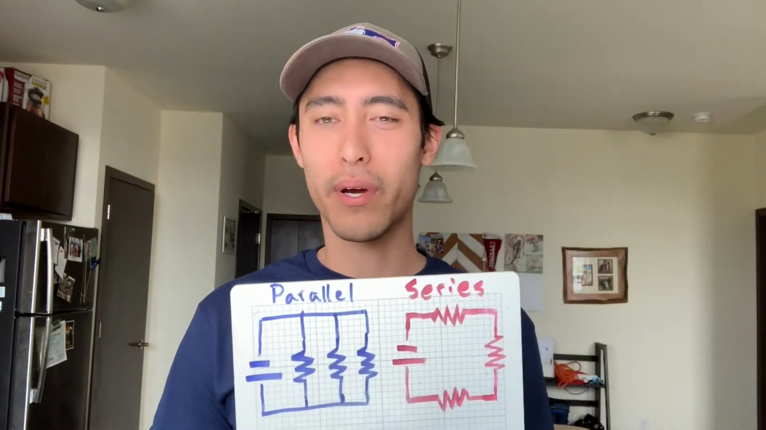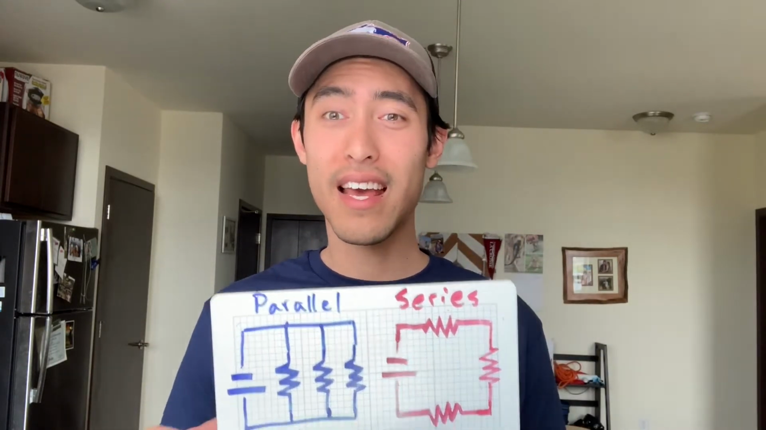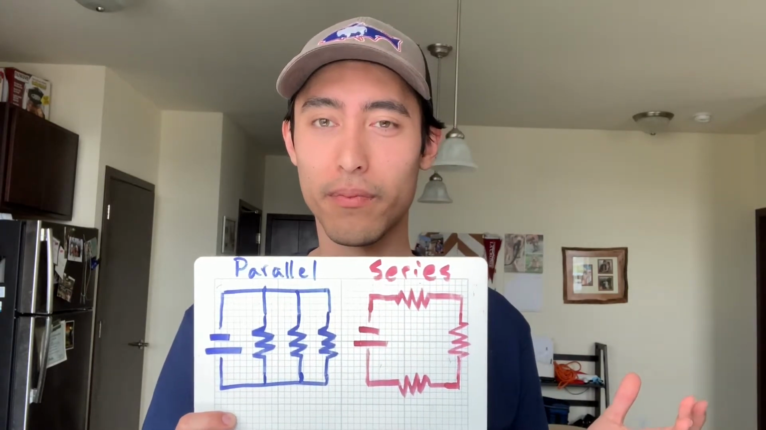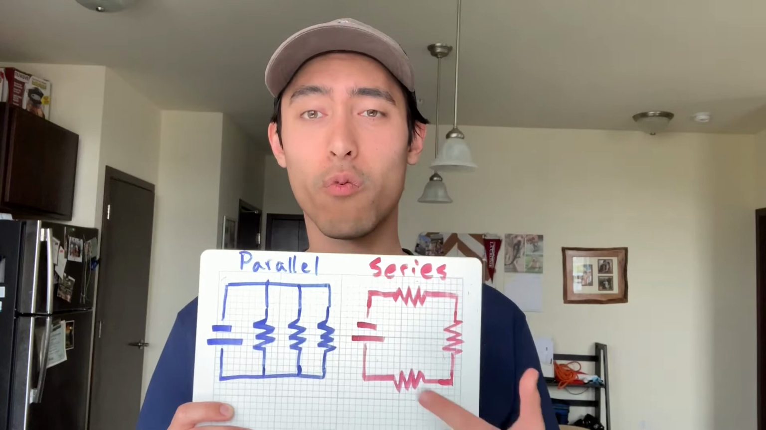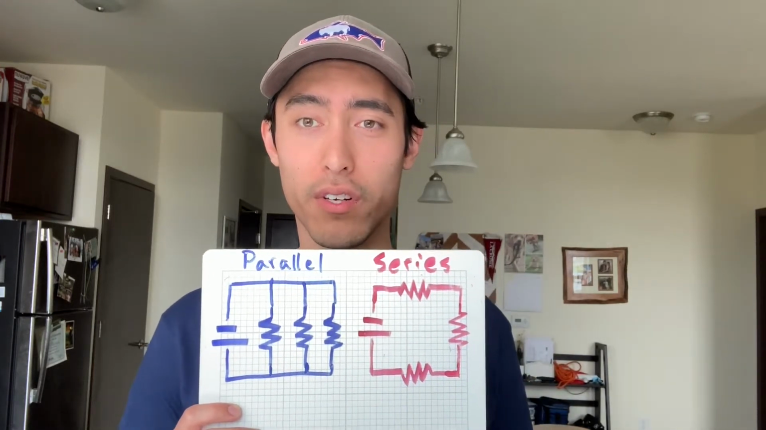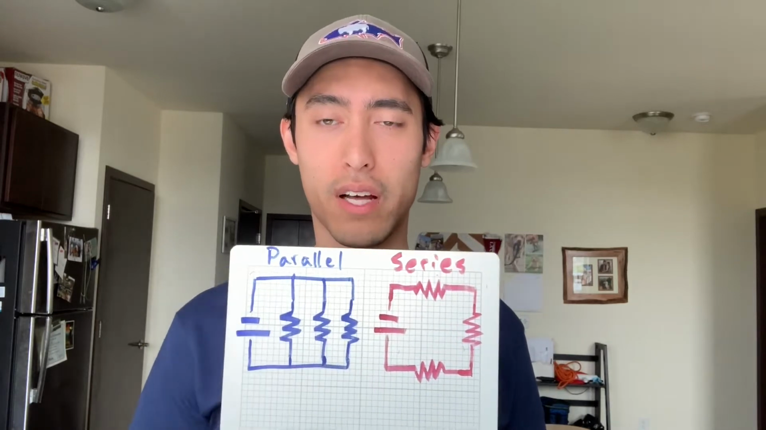Hey everyone, today we're going to analyze the two most basic types of circuits, series and parallel. The difference is the orientation of the components, in this case, the resistors. For a series circuit, we have one continuous path for the electrons to flow. For the parallel circuit, we have three paths for the electrons to flow.